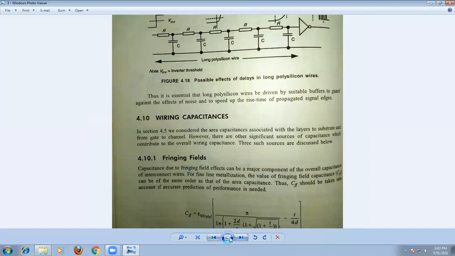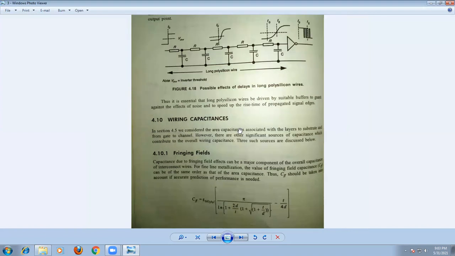So in the next class, we go for the wiring capacitances, then fan-in and fan-out, and then the choice of layers. Maybe that will take some time. After that, we can solve some problems in this chapter. The problems are also very, very important.